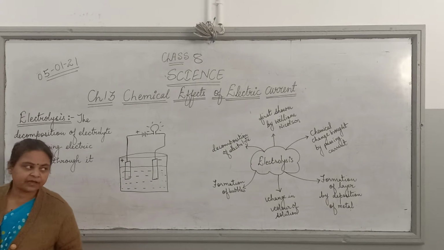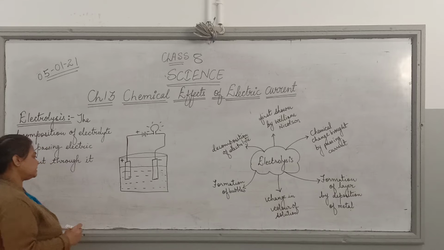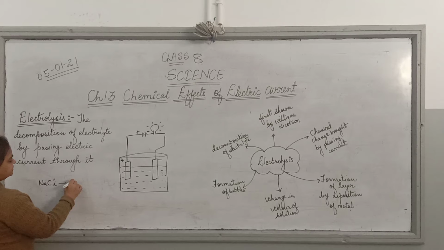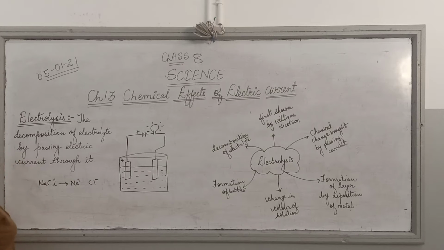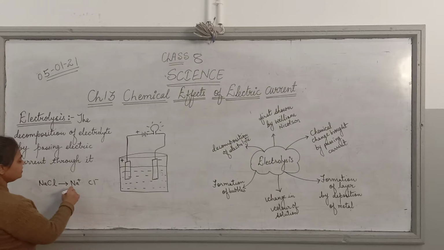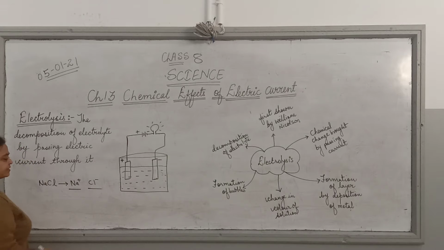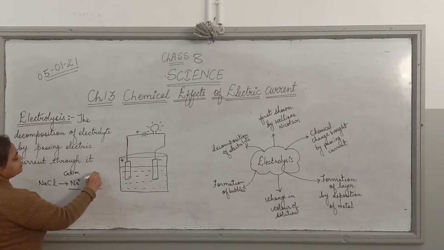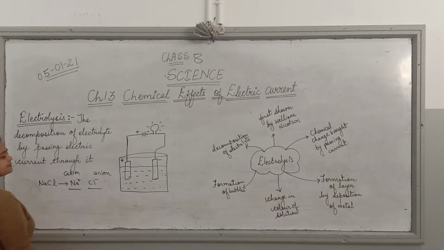Suppose we have sodium chloride solution. Okay, sodium chloride is dissolved in water. So, sodium and chlorine ions are formed. As I said, ions can be positive also and negative also. So, we have one positive ion and another negative ion. Positive ions are called cations and negative ions are called anions.